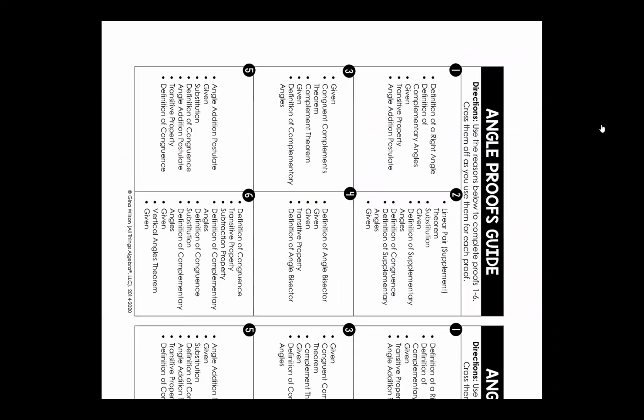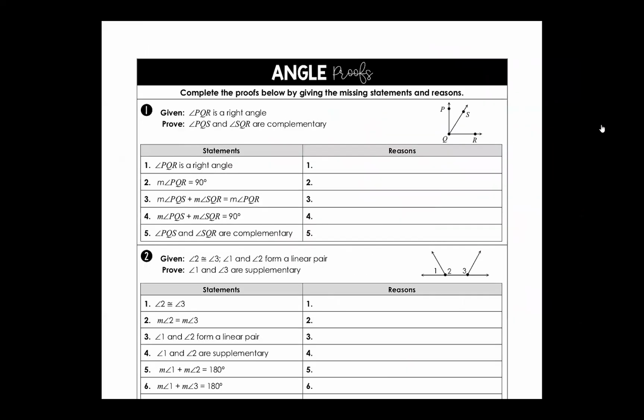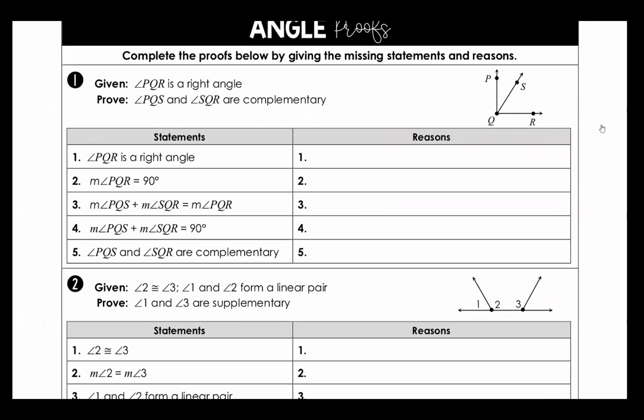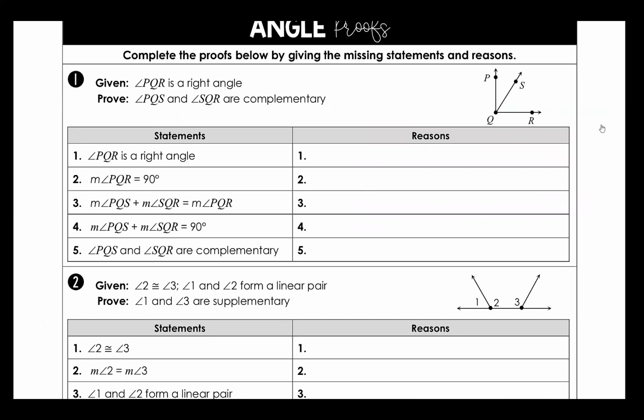All right, here we go again. Let's do some proofs. Yay. All right, PQR is a right angle. PQS and SQR are complementary. So we're going to mark up our right angle. Let's go to our figure and mark up our right angle.